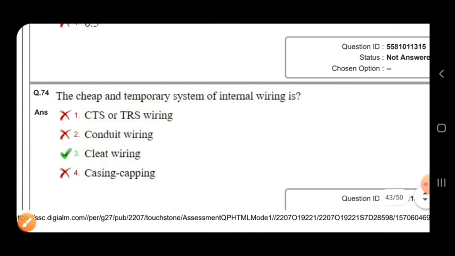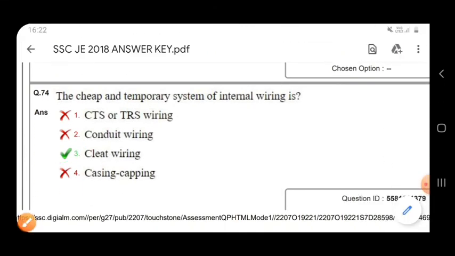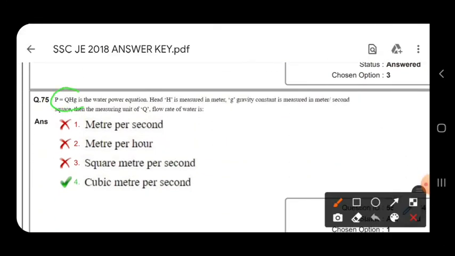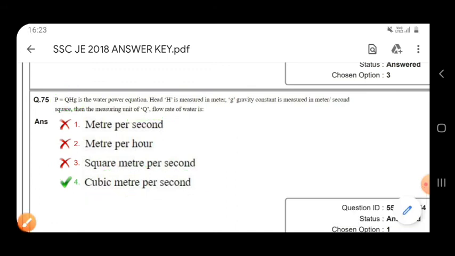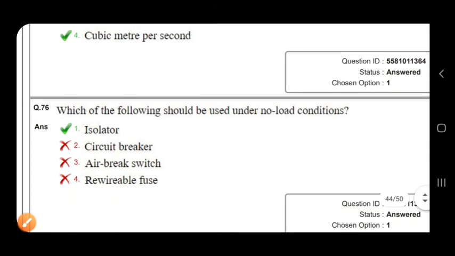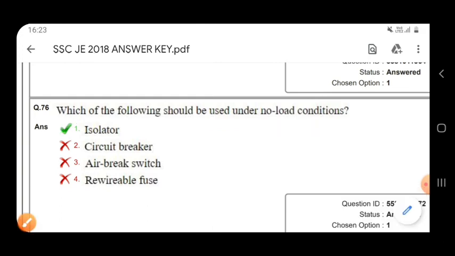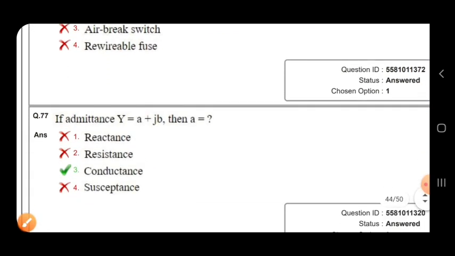The cheap and temporary system of internal wiring is cleat wiring. P equals QHG, this is the potential energy relation of hydroelectricity. The question being asked is, Q is measured in cubic meter per second. Which of the following should be used under no load condition? Isolator is also known as a no load switch.